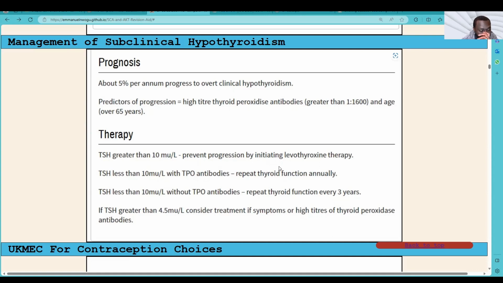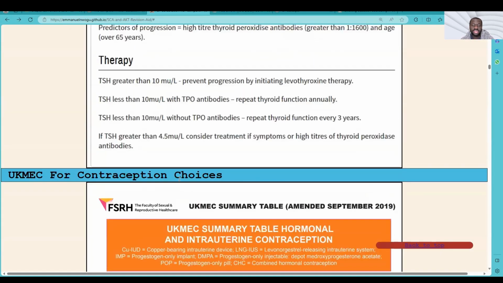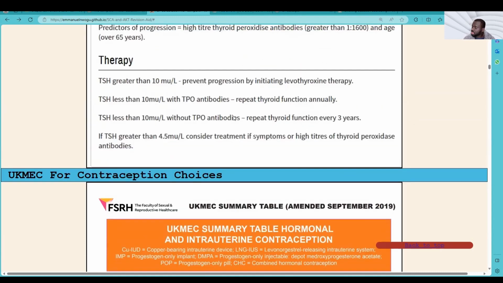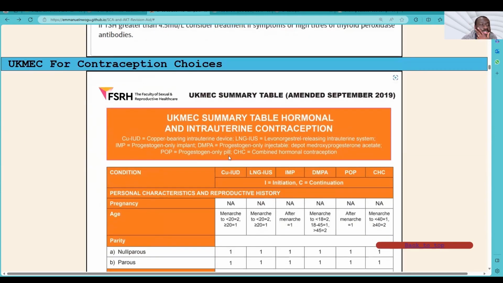So it's just about whether there are thyroid peroxidase antibodies or not, and the level of the TSH can help you decide. Subclinical means the patient is not having symptoms, but the TSH level is within the hypothyroid range, an unsuppressed TSH.